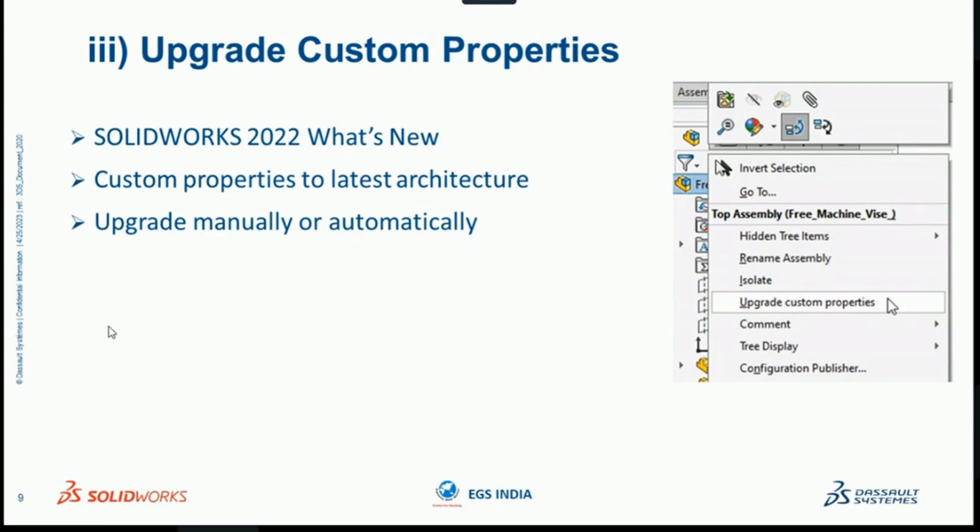And to use this operation, you have to right click the assembly name, and there you could find upgrade custom properties. We can use it manually or automatically. So by this you could upgrade your old custom property architecture into the new one.